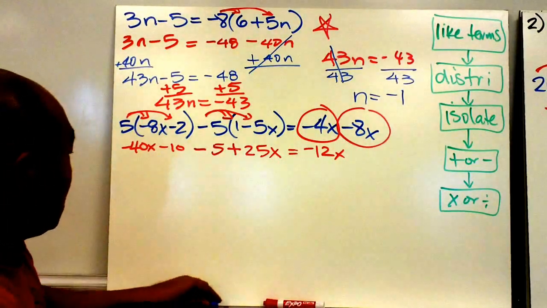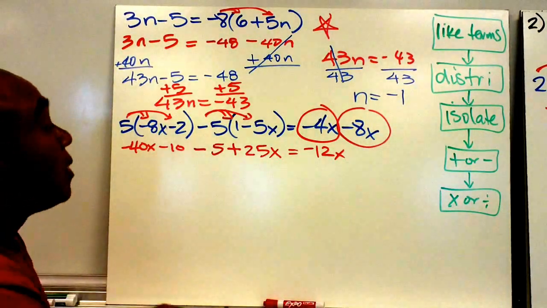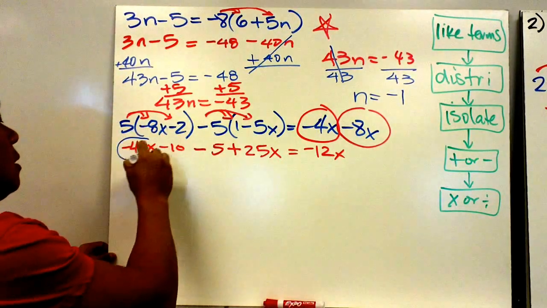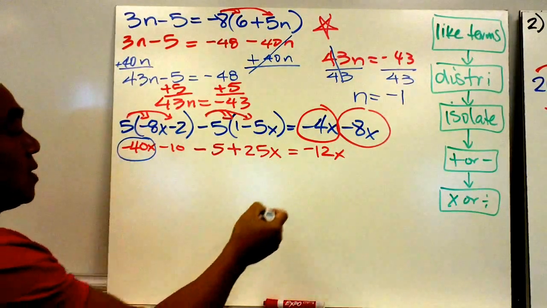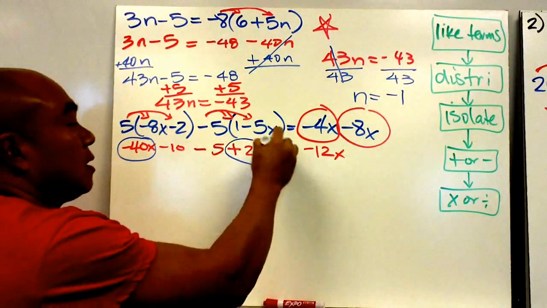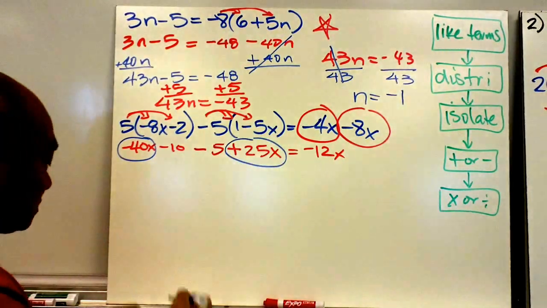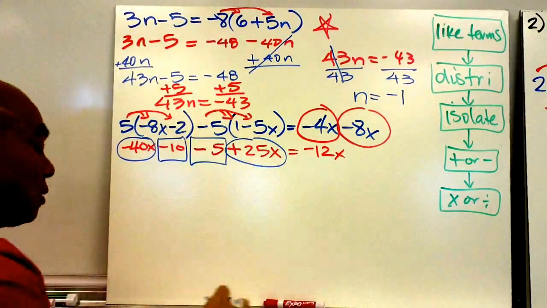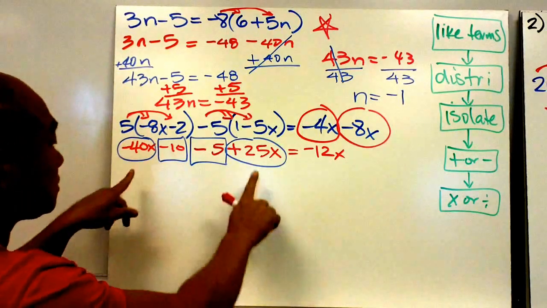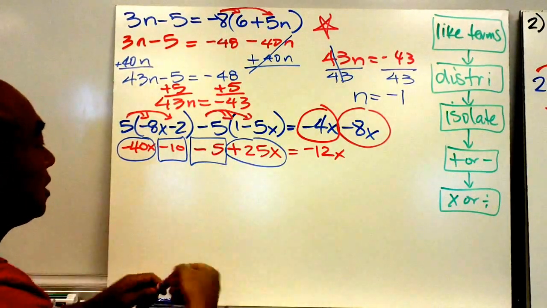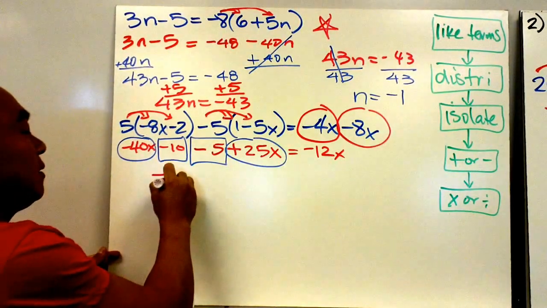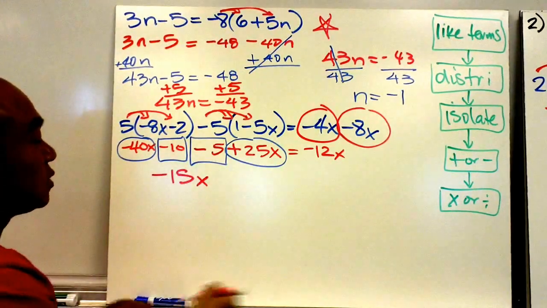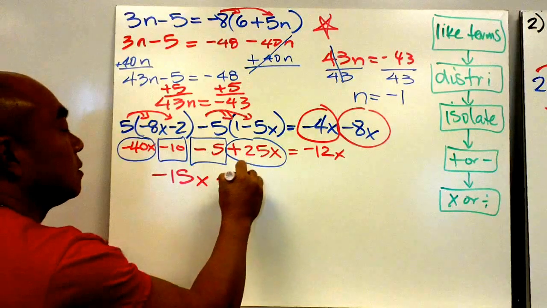Now, let's go ahead and combine like terms again if we have any. So I'm going to circle this right here. Notice that I did take that negative right here. And then I have that plus 25x. And then I also have a couple of constants. Okay, so let's put them together. These two right here are going to give me negative 15x. These two right here are going to give me minus 15.